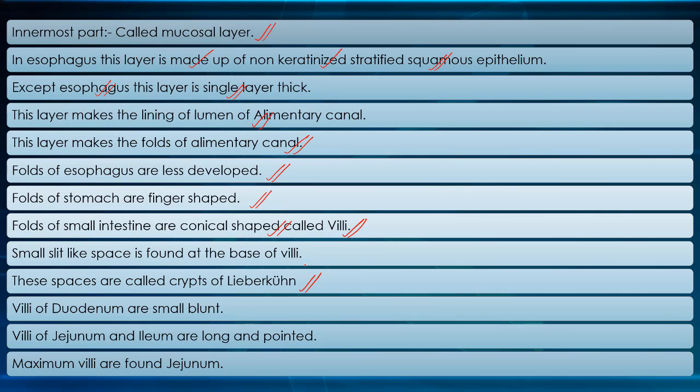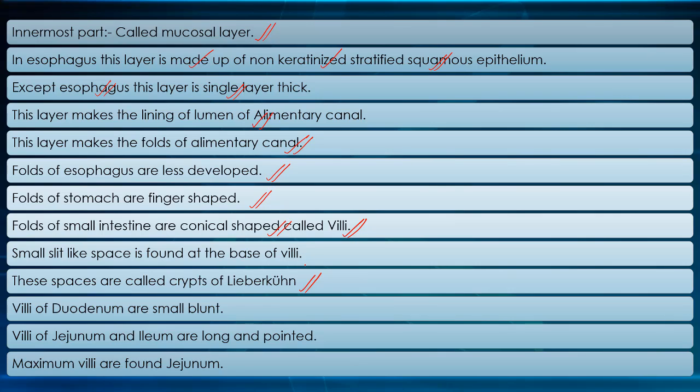So in the esophagus, the mucosal layer is non-keratinized stratified squamous epithelium, and apart from the esophagus, the different parts of the alimentary canal have a single layer of epithelium. Except in the esophagus, this layer is single layer thick. This layer makes the lining and the folds of the alimentary canal.